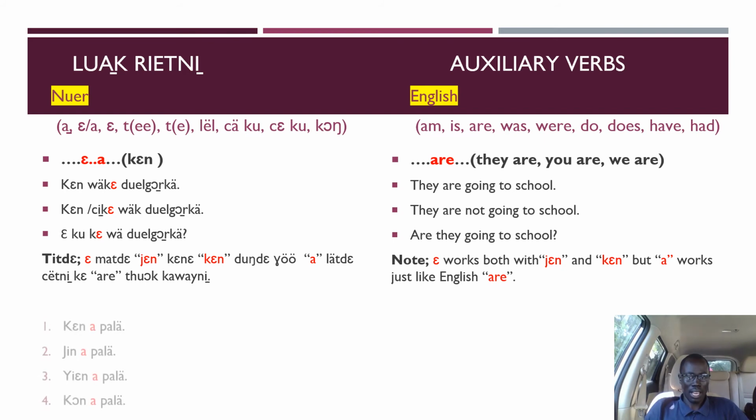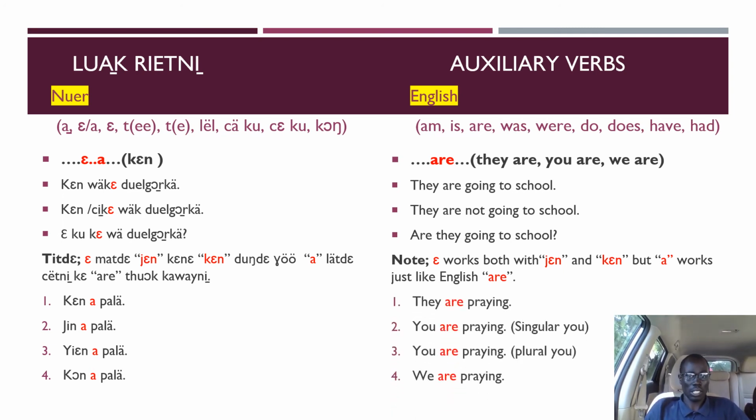Okay, let's have some examples. Say for example, ken apala, yin apala, yen apala, kon apala. This works just like English. They are praying, you are praying. Remember, you in English stands for two things in Nuer. It stands for yin and yen. Yin is a singular you, which is just an individual you.